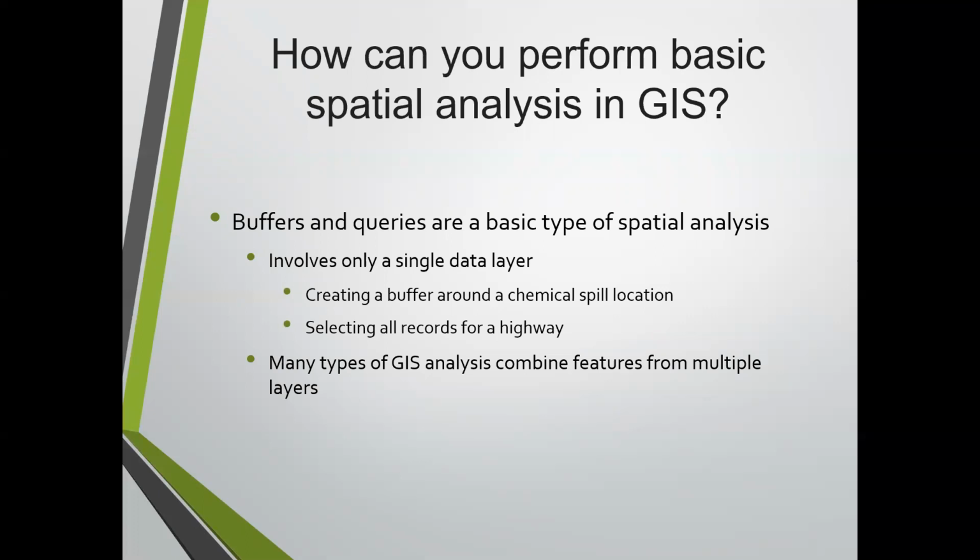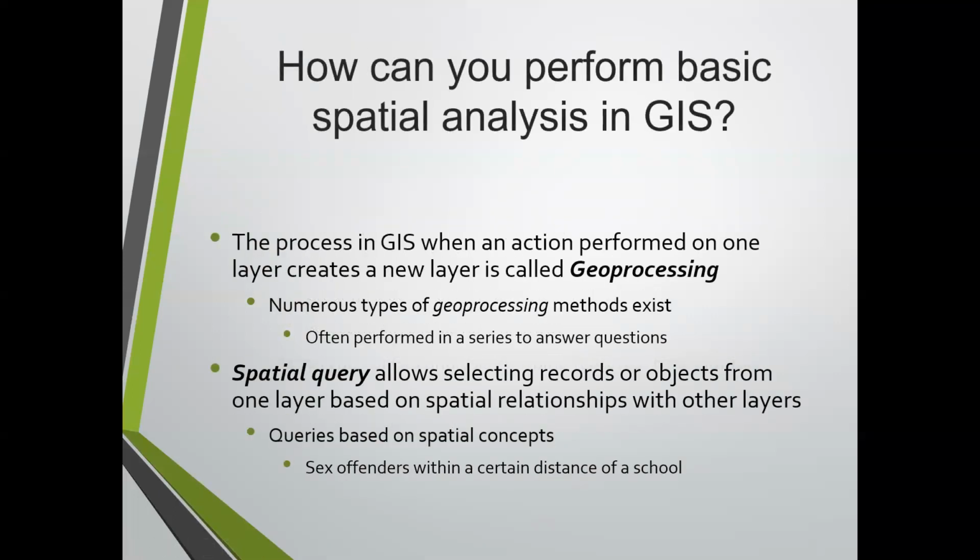So many types of GIS analysis allow you to combine multiple features or multiple layers. So again, the big distinction here is that buffers we're looking at is a single layer. So if we want to allow multiple characteristics to look at, then we want to be able to combine multiple features. Okay. So when we do that, this process in GIS where you're performing on one layer to create a new layer is a process called geoprocessing. And there's a lot of different types of geoprocessing methods out there, but you can use this to get a lot of different answers based on what your query is. So spatial query allows you to select records or objects from one layer based on spatial relationships.